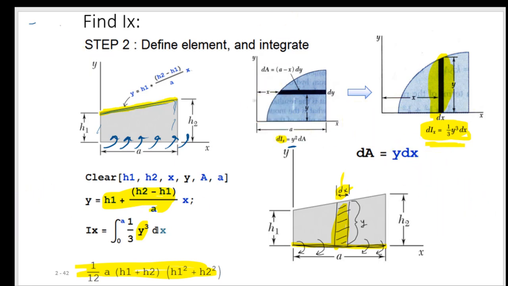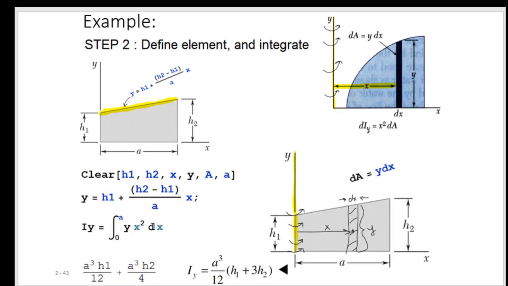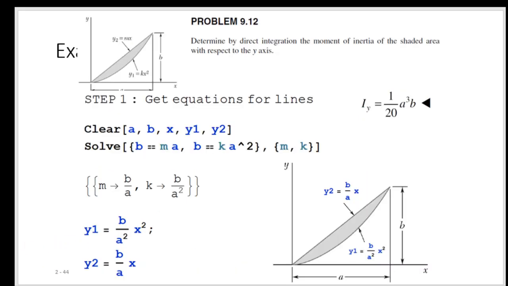For the inertia around the y-axis, that ends up being a little bit easier. So once again, that means we're rotating this object around the y-axis. So our distance is perpendicular to that, x, and we have that same element, but now we can just plug it straight in there. So we have our equation for y times x squared dx, and we can get the inertia then around the y-axis.